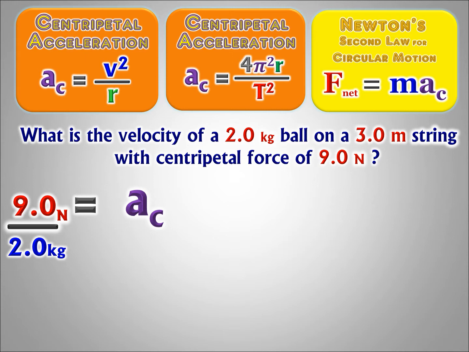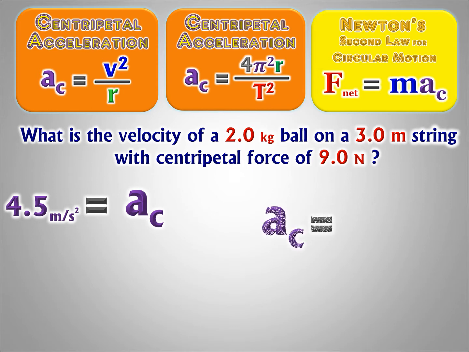Well, 9 divided by 2 is going to be 4.5. And the units are going to come out as the units of acceleration. Why? Because a newton is a kilogram meter per second squared. So when we divide that by kilograms, the kilograms disappear, and we wind up with meters per second squared. So now that we've solved for a_c, the centripetal acceleration, we can use another equation to solve for velocity. So let's use a_c equals v squared divided by r, because now we have two of those three variables.